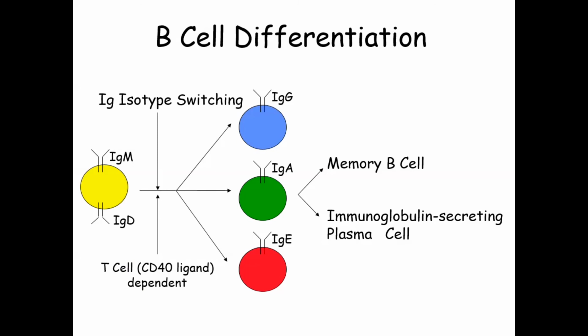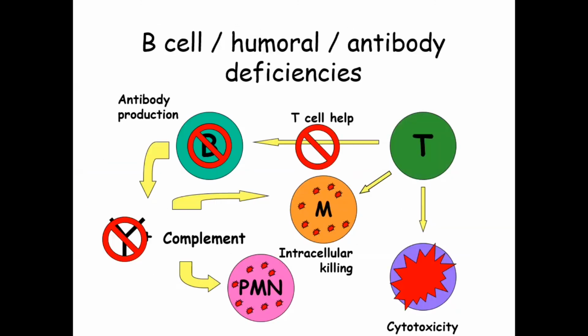But when a B cell wants to switch from IgM to IgG, IgA, or IgE, it needs a signal from T cells, which is delivered by CD40 ligand. And then a B cell either becomes a memory B cell, which is also dependent on T cells and CD40 ligand, or an immunoglobulin-secreting plasma cell. This is not as dependent on T cells.